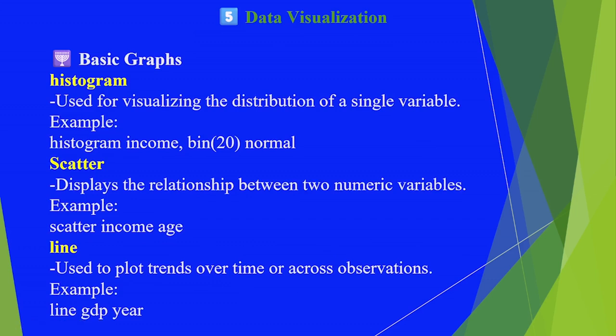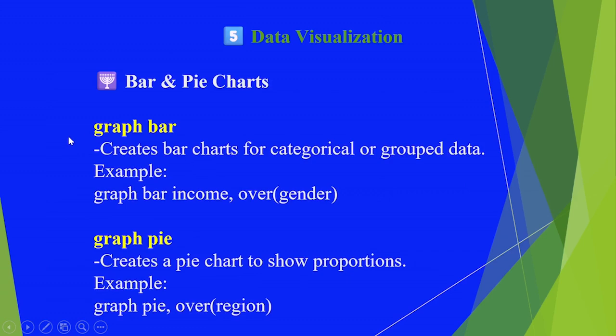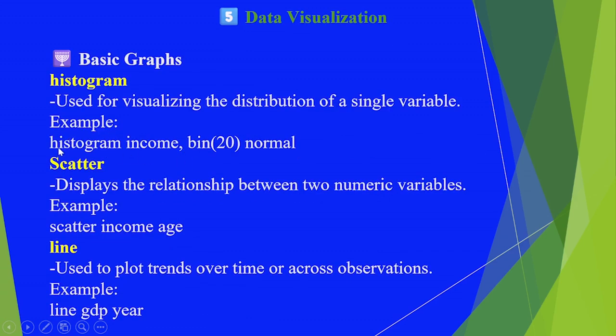And moving ahead now on basic graphs, we'll start with the histogram. And remember, histogram is used for visualizing the distribution of a single variable. For example, we can plot a histogram of income based on this line of code. You just need to issue the command histogram income, and as I told you previously, almost anything after a comma in STATA is treated as an option. So we want this histogram for the income column to have 20 bins and to follow a normal distribution.